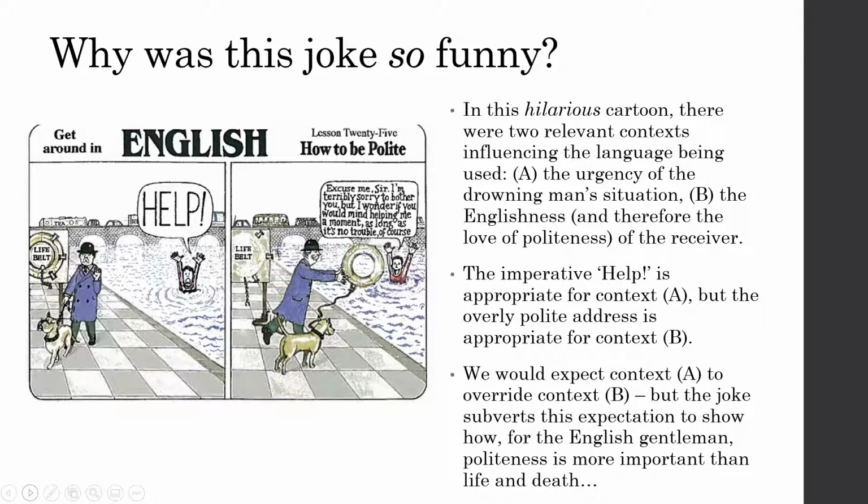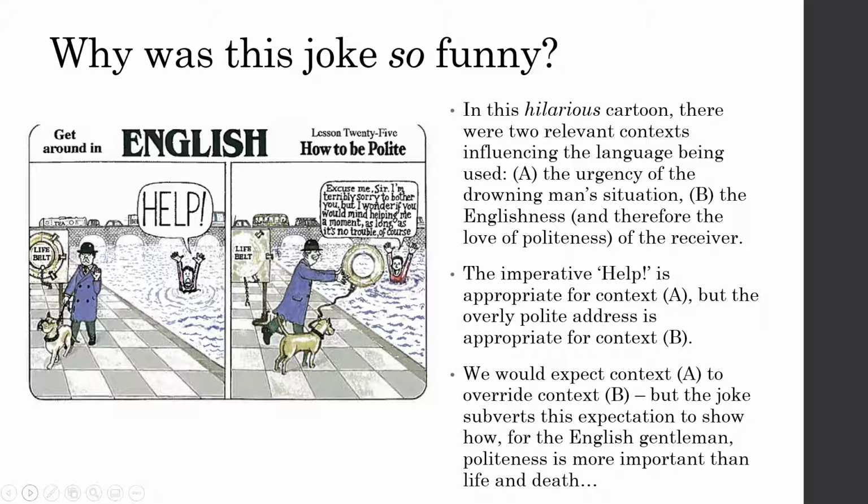And the two utterances that the man gives would be appropriate for those two different contexts. So that imperative help would obviously be appropriate in that context A, which is I'm drowning, I need help. And the address used in context B, the overly polite one, is perhaps referring to the context of the Englishness and the politeness of the person being spoken to.